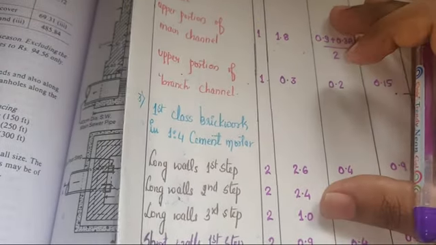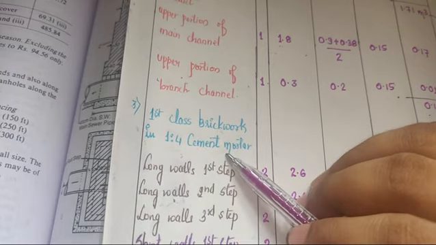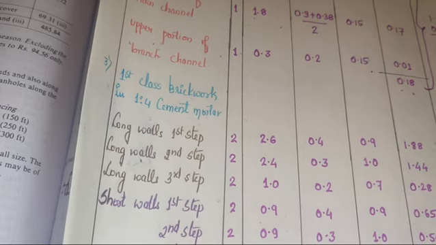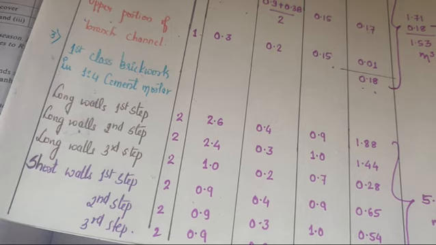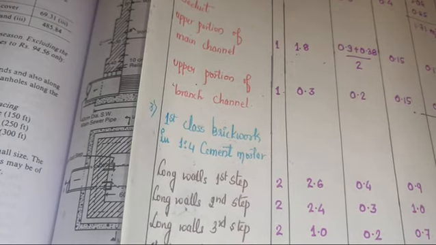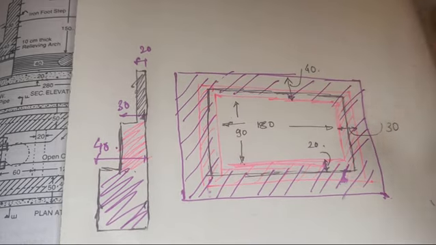So next, moving on to first class brickwork in 1:4 cement mortar. This is the third quantity. Since I have discussed with you that whenever you are calculating the brickwork quantity, we follow the long wall short wall approach. Right? We follow the long wall short wall approach.